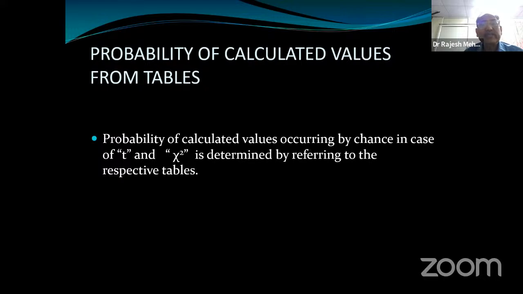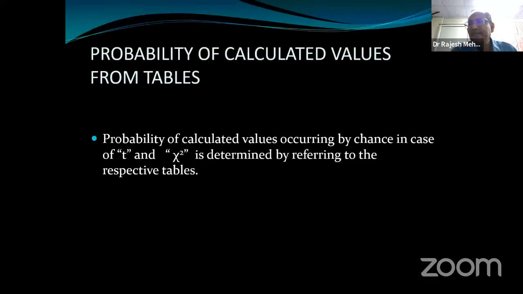Now, the probability of calculated values occurring by chance in the case of Z, T and chi-square tests is determined by referring to the respective tables. When I say the Z table, chi-square table, T table, in each table there are specifically calculated values. And you need to compare table value versus calculated value. When you compare the table value and calculated value, you know the probability of the event occurring by chance.